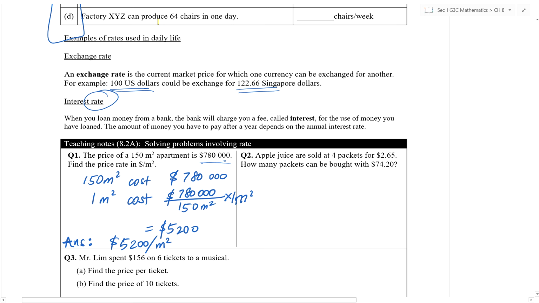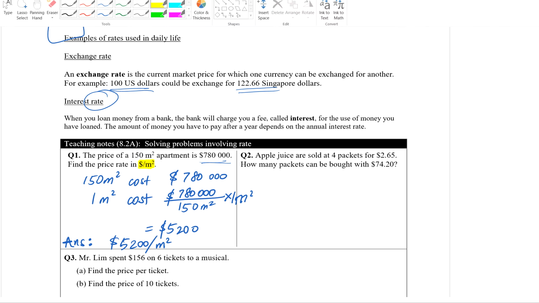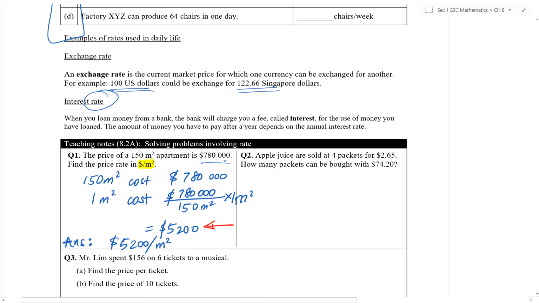Okay, let me talk you through this. The question requires it in dollars per square meter. At this stage in our working, do I have dollars per square meter? At this stage, don't have. Right, the unit over here is dollars. Although the value 5,200 is correct, it's the correct value, but you are not answering the question yet. Okay, that is why we require an answer over here to state dollars per square meter to answer the question.